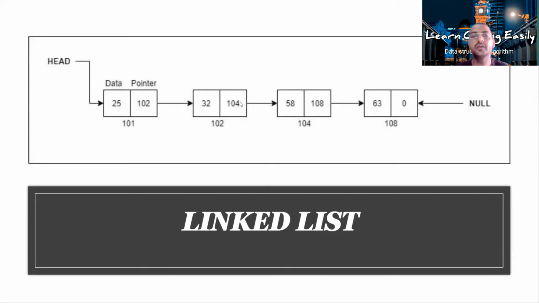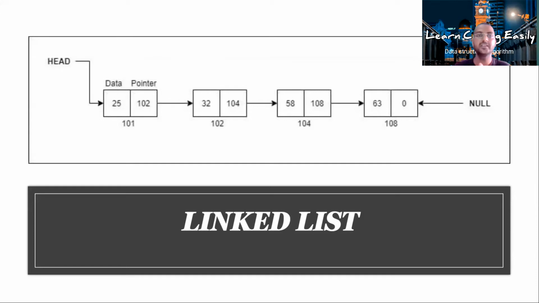Here, the second element will have the address of the third element, and it will have the address of the fourth element, which is nothing but 108. And the last element will always point to null. Null means that is the end of the linked list.